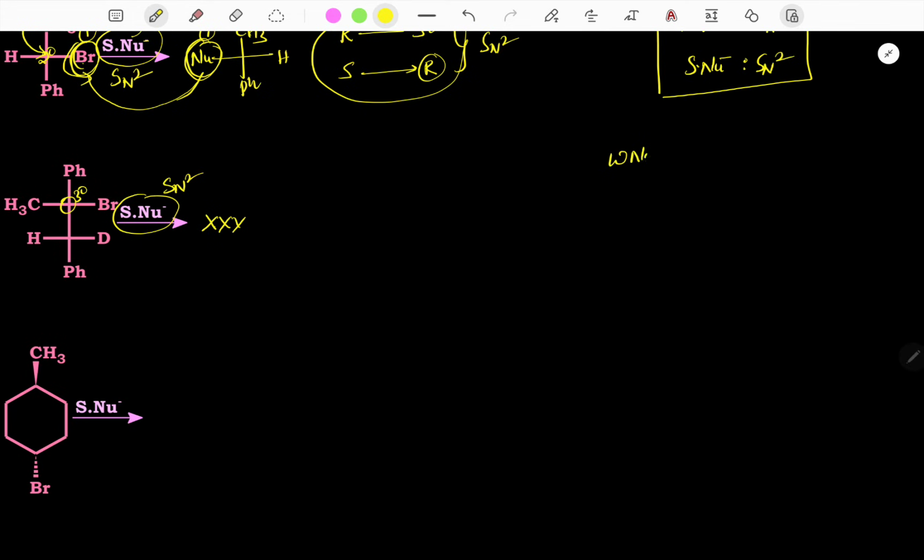Weak nucleophile: primary no reaction, secondary and tertiary Sn1. Strong nucleophile: tertiary no reaction, primary and secondary Sn2. If resonance concepts are not involved, we follow this.